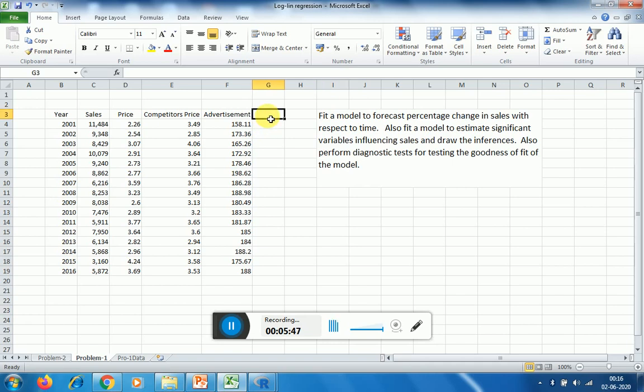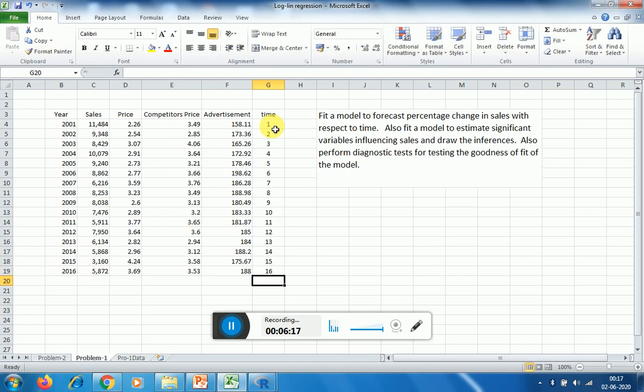So what we will do is compute the values corresponding to time. For 2001, we will write the value of time as 1, then 2, and the subsequent values will be 3, 4, 5, 6, 7, 8, 9, 10, 11, 12, 13, 14, 15, 16.